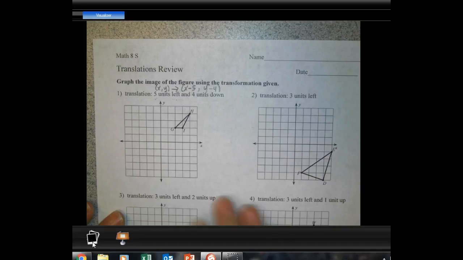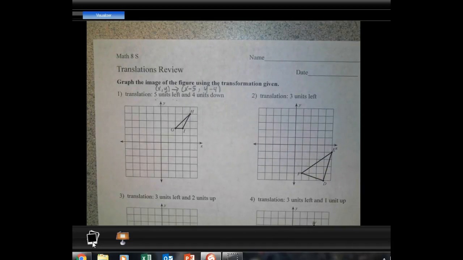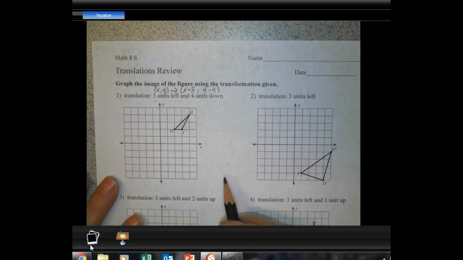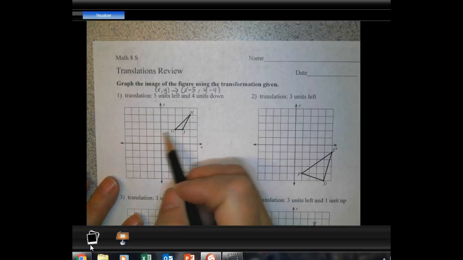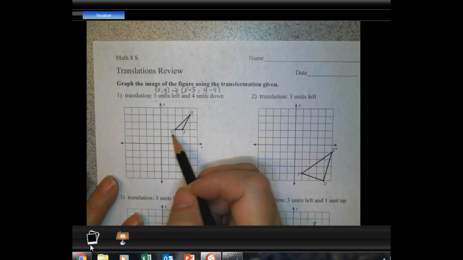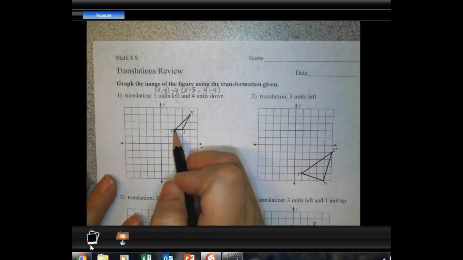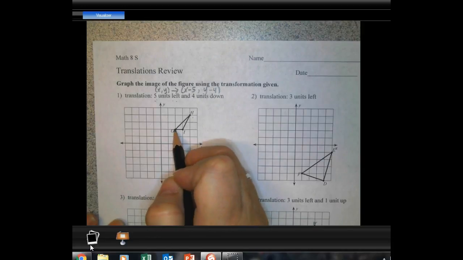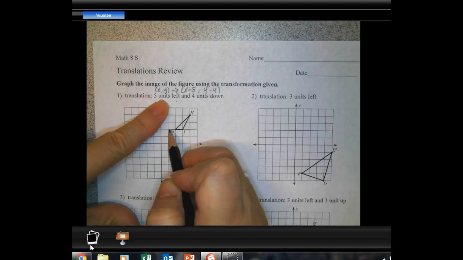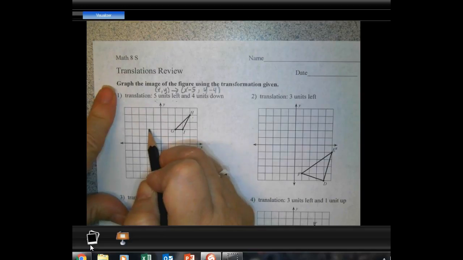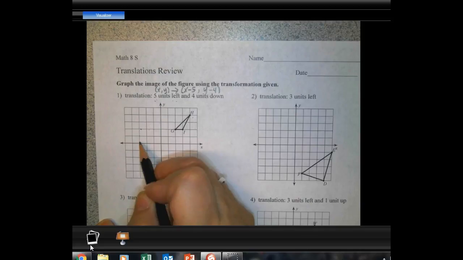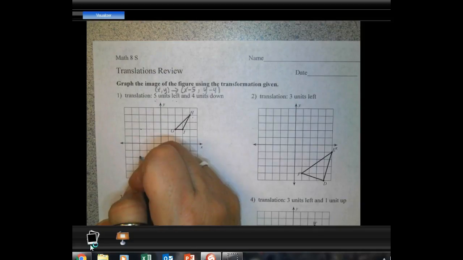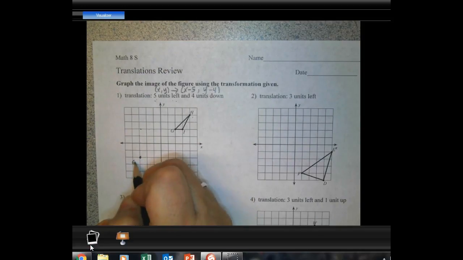So we're just going to go ahead and do one together. You will need a straight edge, so if you don't have one, grab one. I need you guys to remember that as you move, you're going to relabel your new spot as prime, Matthew. So we're going to start with G, and we're going to go 5 units left. 1, 2, 3, 4, 5, and then 4 units down. 1, 2, 3, 4. And this becomes my G prime.